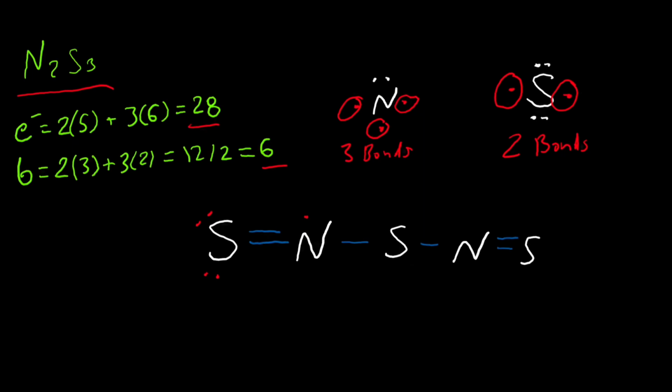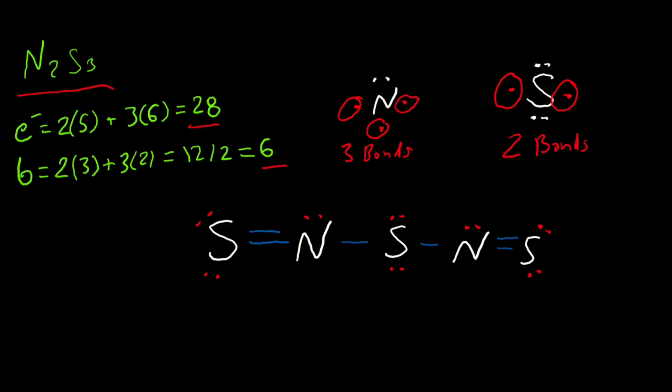Nitrogen has 2, 4, 6 electrons from the bonds, and now it only needs 1 lone pair. And then this sulfur in the middle has the bonds on its left and right, so we can add a lone pair on its top and bottom. We can add another lone pair on the nitrogen and 2 more lone pairs on the sulfur.